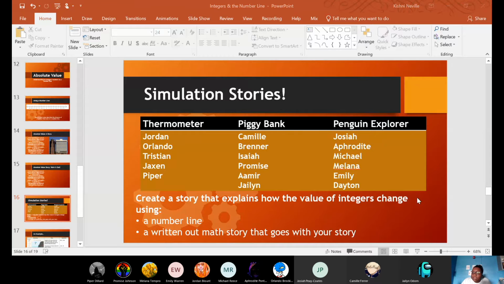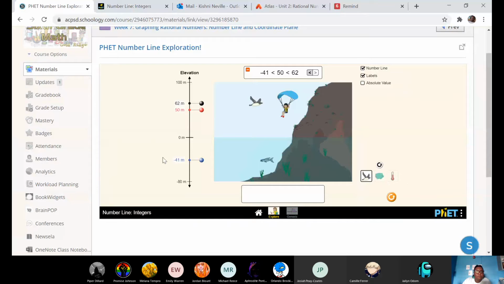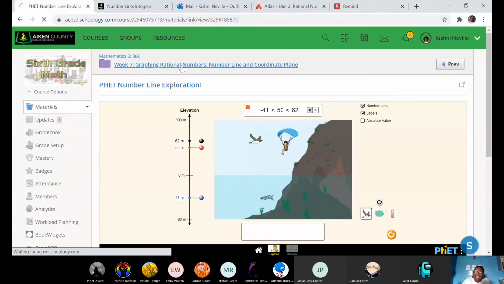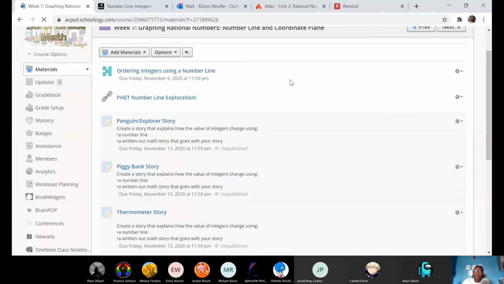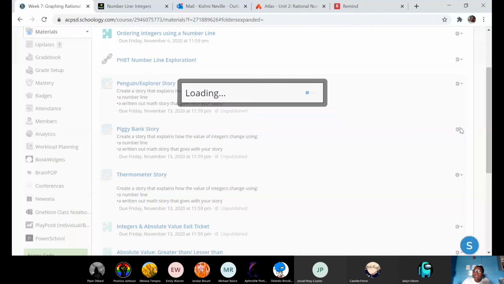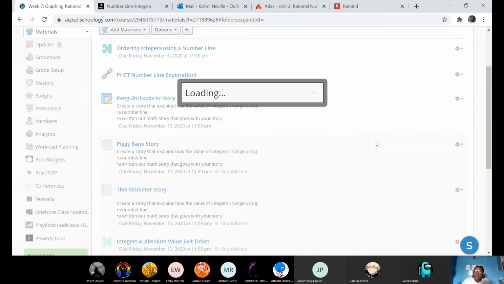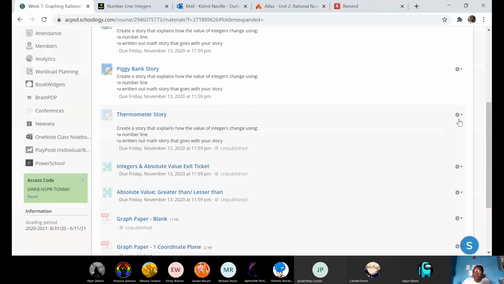So, where will we write this story? Well, when we go to our Schoology, it would be helpful if you could see Schoology. When we go to our Schoology, we're going to click back in our purple folder, and whichever story you've been assigned, you're going to open that worksheet. So for example, Jalen, what story are you writing about?